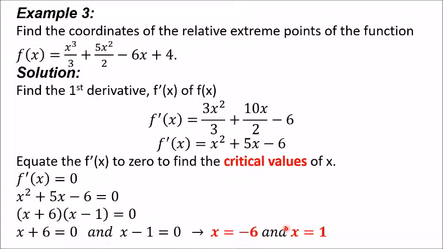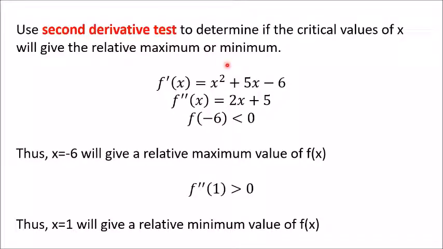Para malaman yung critical points, i-substitute natin yung value na ito doon sa given function dito. Yun ang gagawin natin para makita yung critical points ng function. Pero bago yan, the next step is use the second derivative test to determine if the critical values of x will give the relative maximum or minimum. Kasi hindi natin alam yung dalawang value na yun kung maximum ba or minimum ang ibibigay niya doon sa function. So, dito na papasok yung second derivative test.